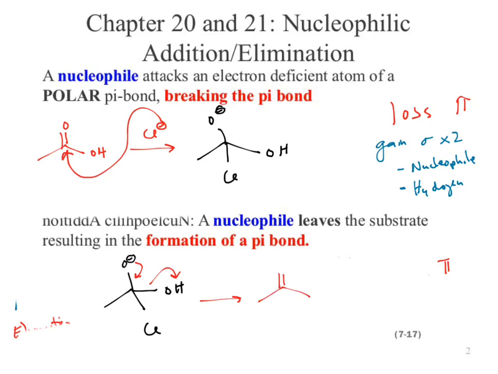The result is that we've reformed the pi bond, except it sure looks like we've done a substitution, where we've substituted the OH for Cl in this case. Everybody see that? Would I predict that reaction to be functional? As in, should that reaction actually occur? Why not? OH is a bad leaving group. So the nucleophilic elimination is bad because we have OH as a leaving group.